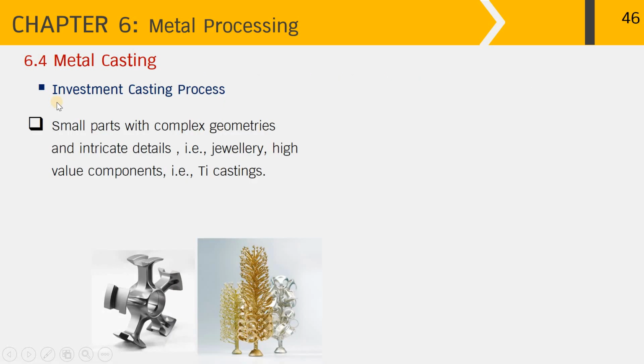The last type of metal casting is the investment casting process. In the process, small parts with complex geometries and intricate details such as jewelry and high-value components are made, such as titanium casting, as you can see from this picture. Over here is the investment casting of jewelries of gold and silver, and these parts are very small that they have to be stacked onto the main core. And onto the left-hand side is the titanium casting.